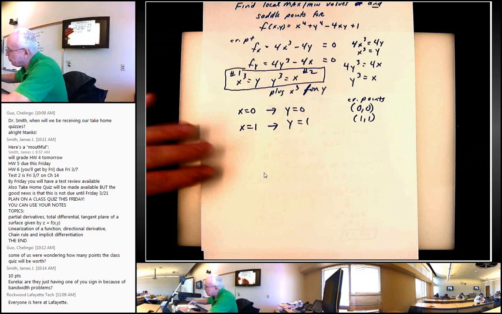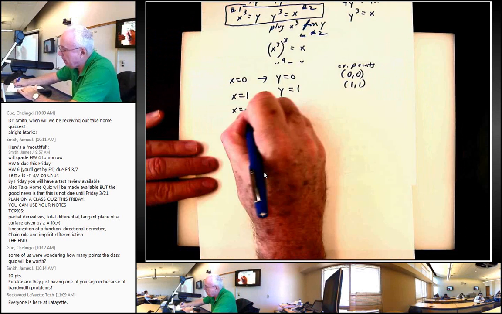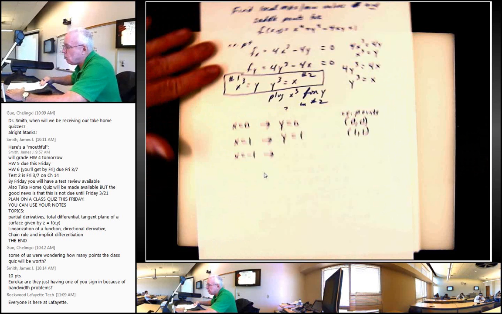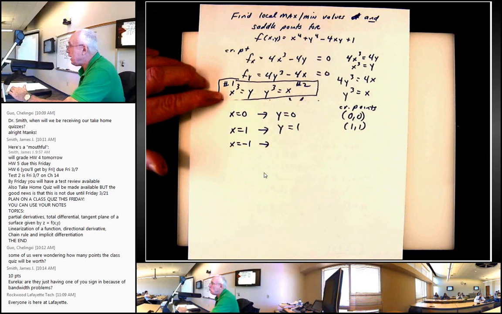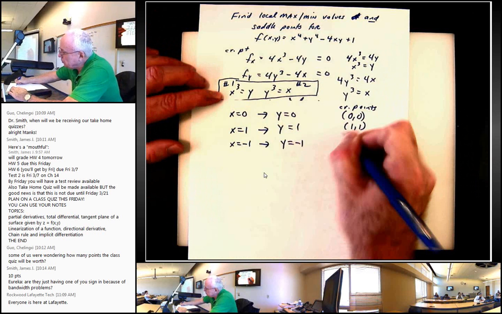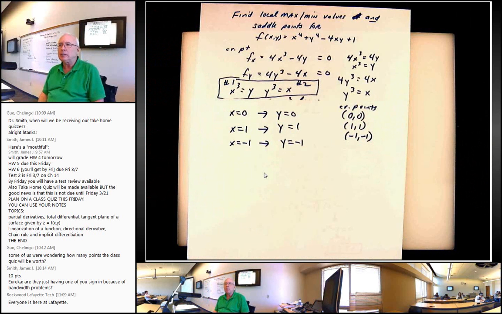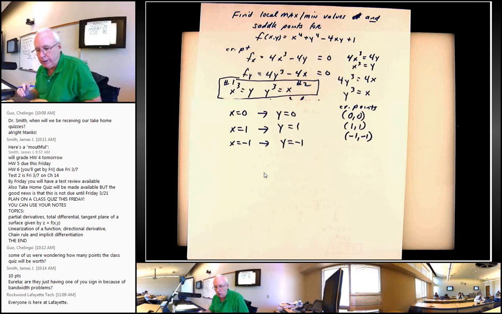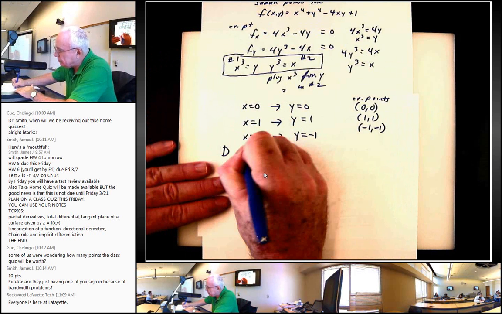And then now a third value that x can be is negative 1. Now when we plug negative 1 into, say, this first equation here, we're going to get y has to be negative 1. So these are the 3 critical points, 0, 0, 1, 1, and minus 1, minus 1, that satisfy our 2 equations. All right. So now we have to do this D-test.